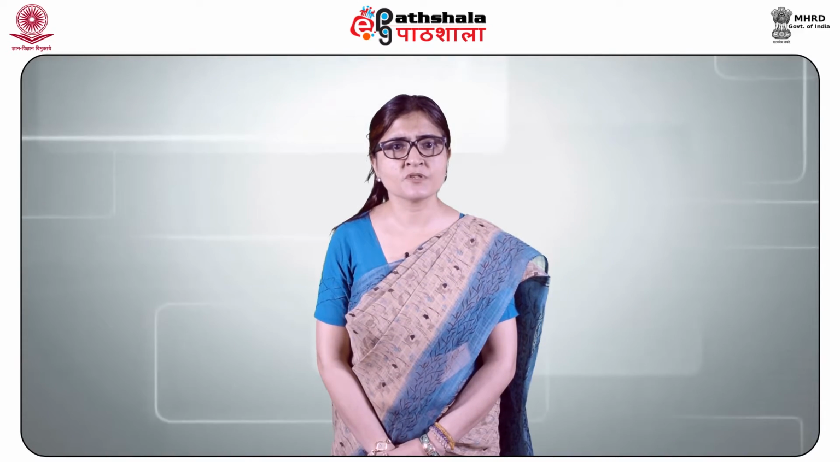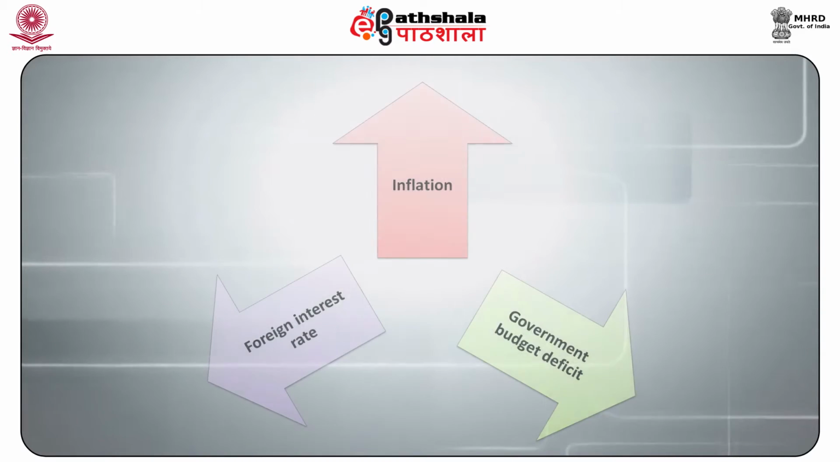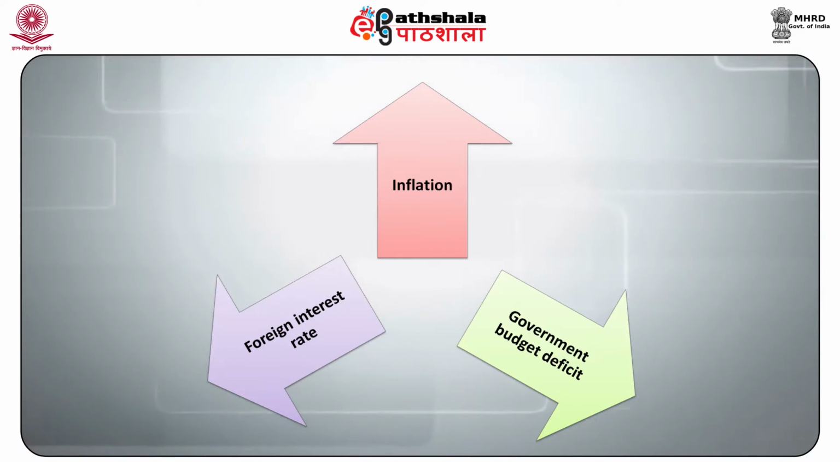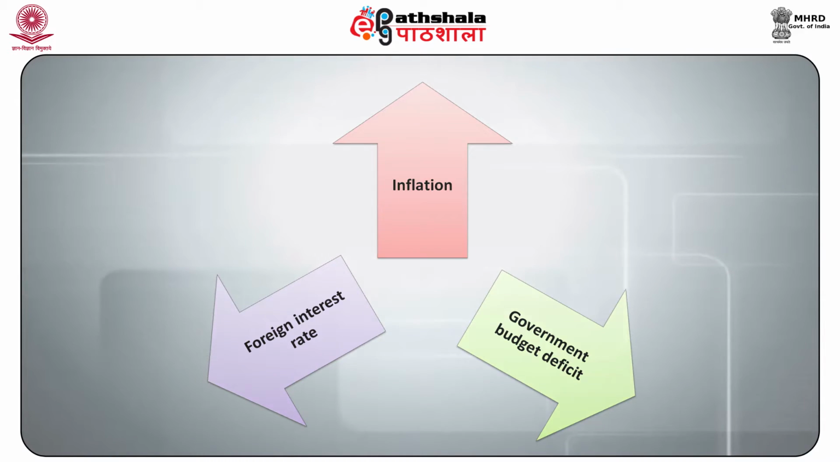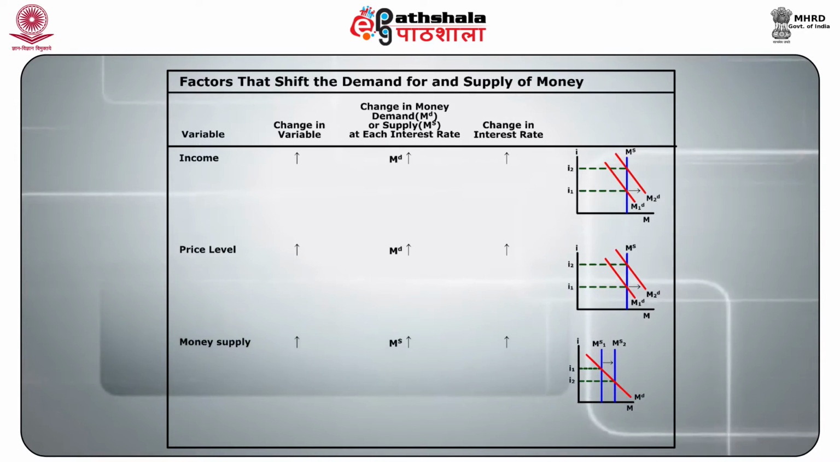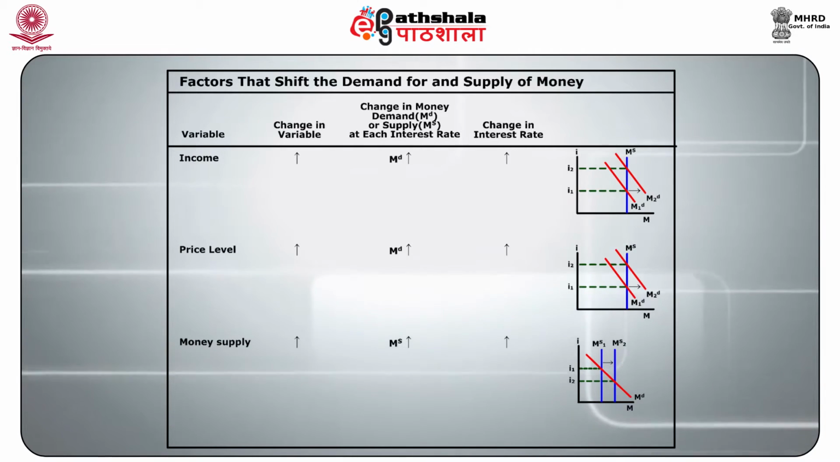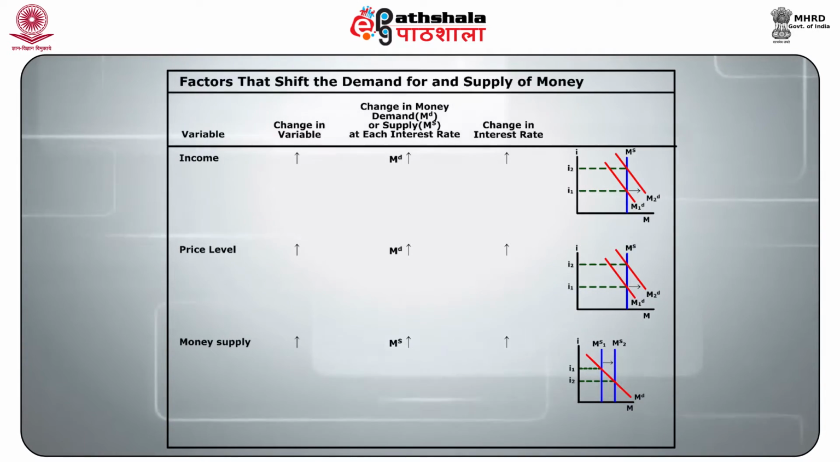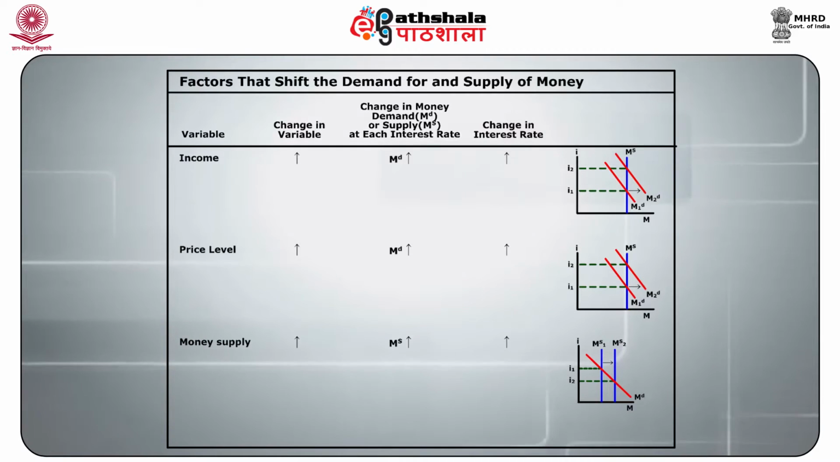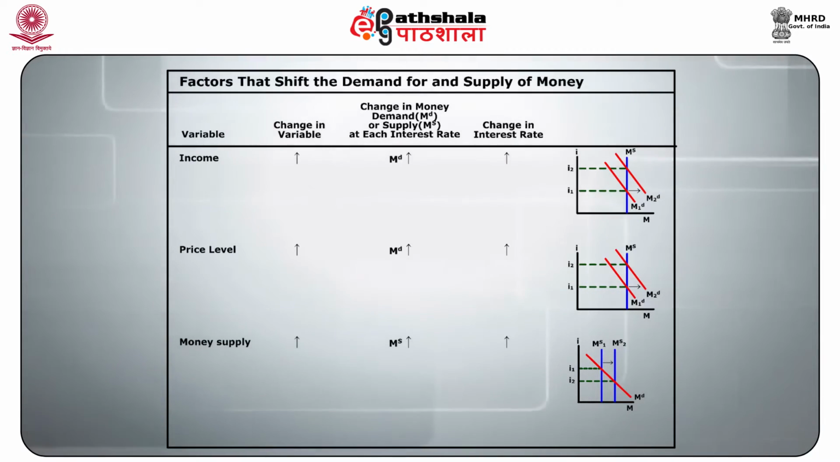Factors impacting interest rates. There are three factors having a significant influence on interest rate movements: number 1, inflation; number 2, government budget deficit; number 3, foreign interest rate. Changes in equilibrium interest rate. The changes in the equilibrium interest rate can be determined post analyzing the factors causing the shift in demand for money and supply of money respectively, discussed in the following.